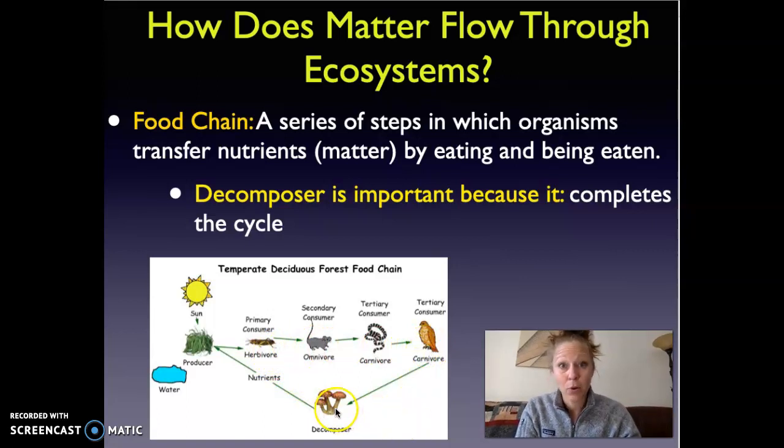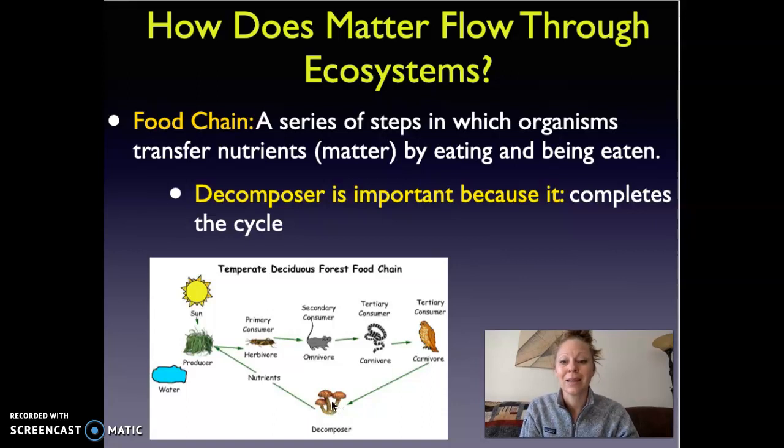And why is that important? Well, it's going to be used to grow more producers, or it's going to be released into the atmosphere as carbon dioxide so that it can be taken in by producers. If we didn't have decomposers, we would have an earth just filled with poop and dead things, and that wouldn't be good at all. So sometimes the ooey gooey scary things, the uncomfortable things, are the most important. These decomposers are a big part.